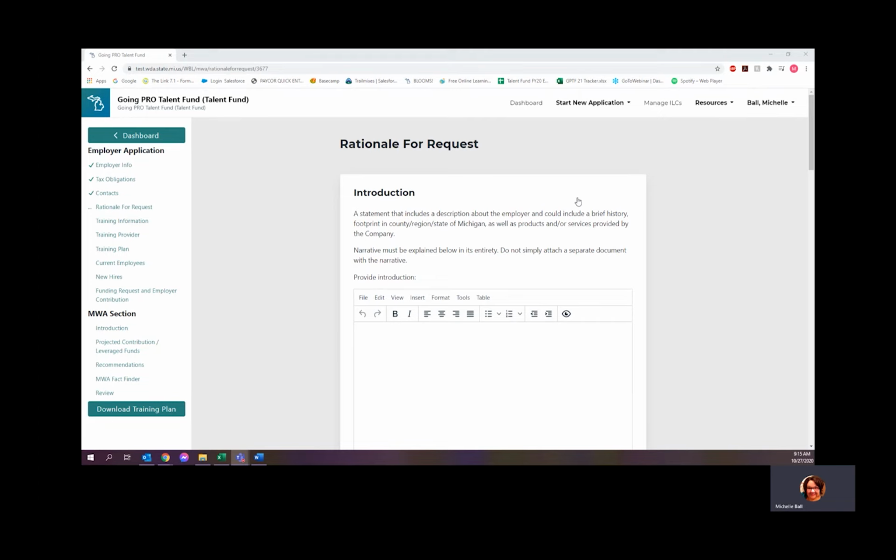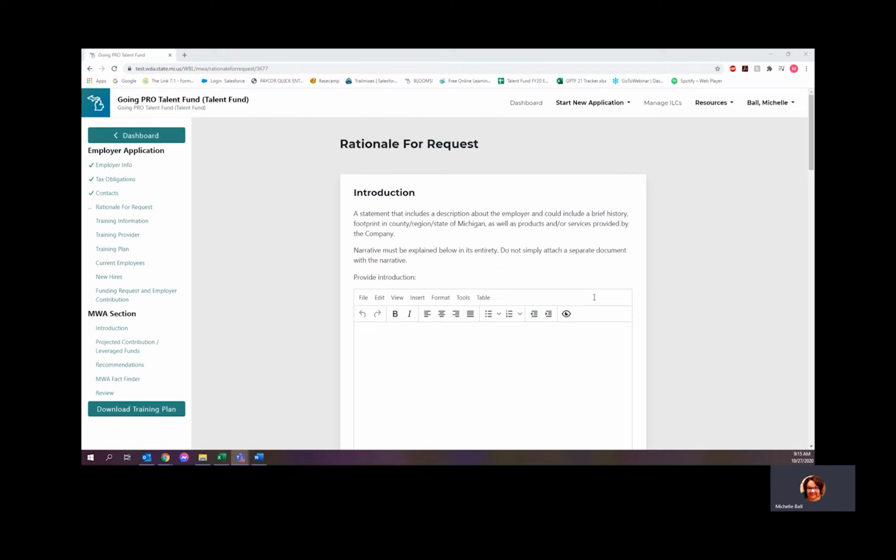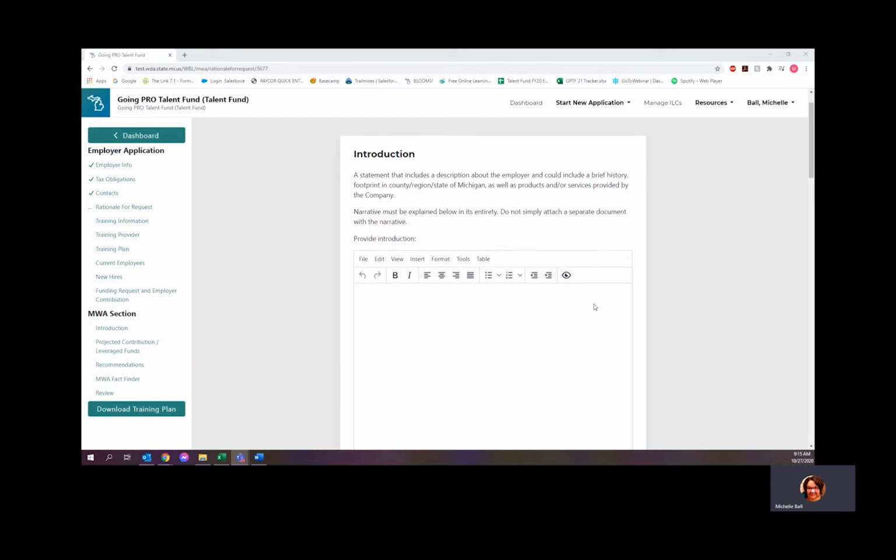In this section, you're going to explain your ask, what you're requesting, and why you are requesting funds for the training. This section is worth up to a total of 45 points, and it accounts for over half of the 85 possible application points, so incredibly important. This first section here is called Rationale for Request, and this is worth up to 5 points.